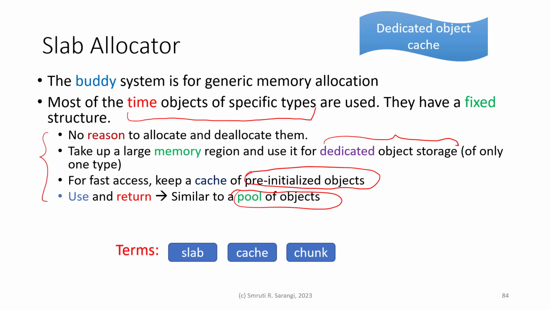In this case, all that you need to do is get one, do some bookkeeping, and use the object. Once you are done, return it back to the pool. We will look at many different terms over here: a slab, a cache, a chunk, and so on. But the basic idea of the slab allocator is dedicated object storage where the objects are very frequently used. It's a dedicated object cache.